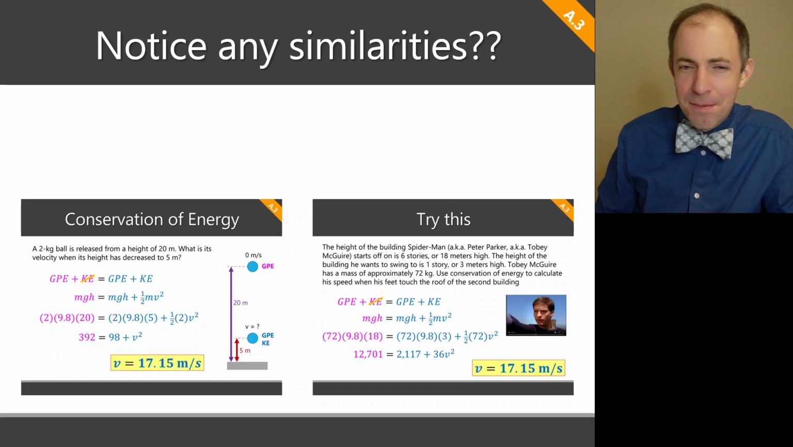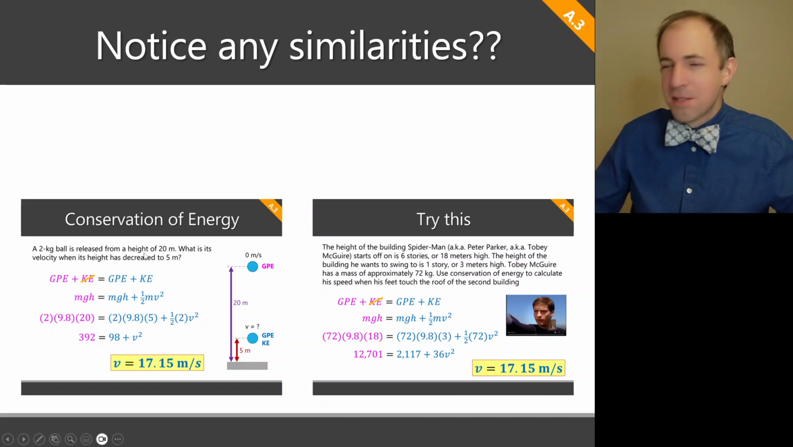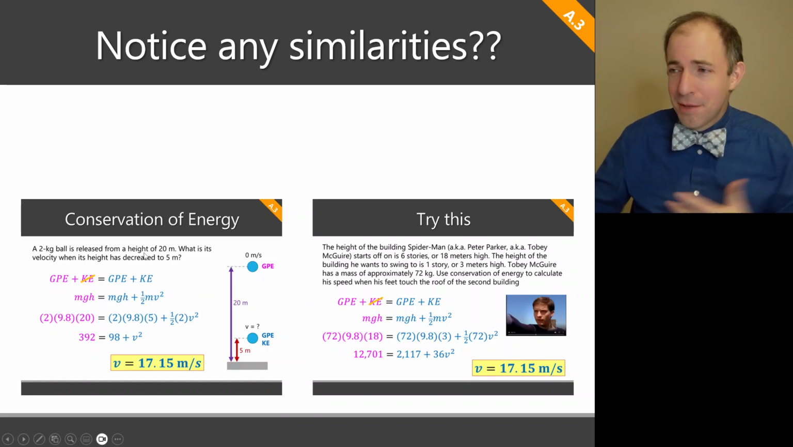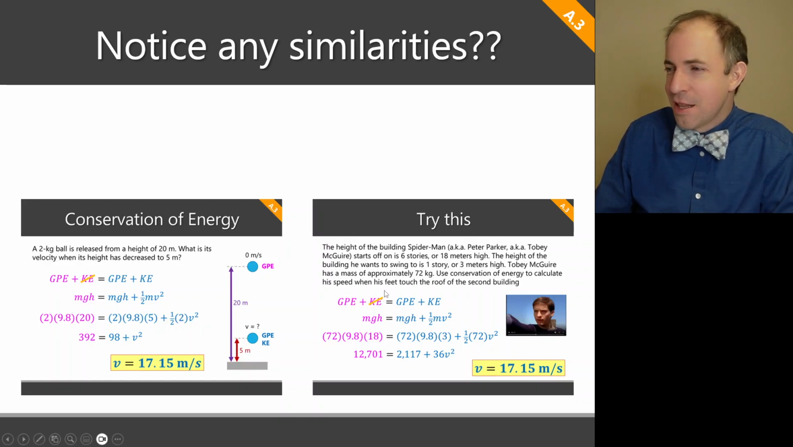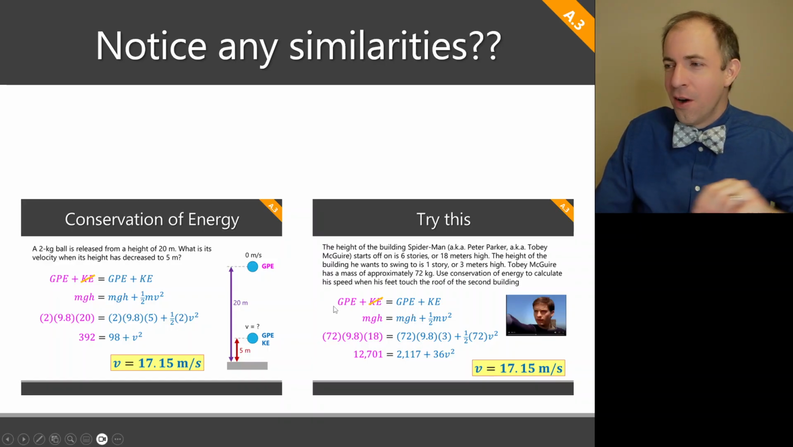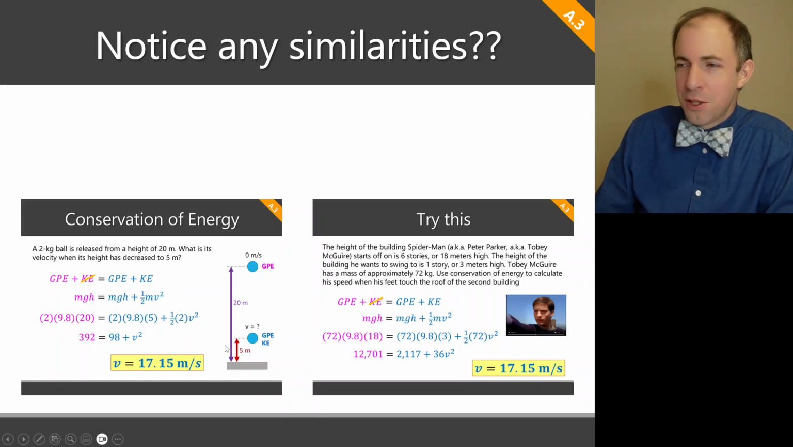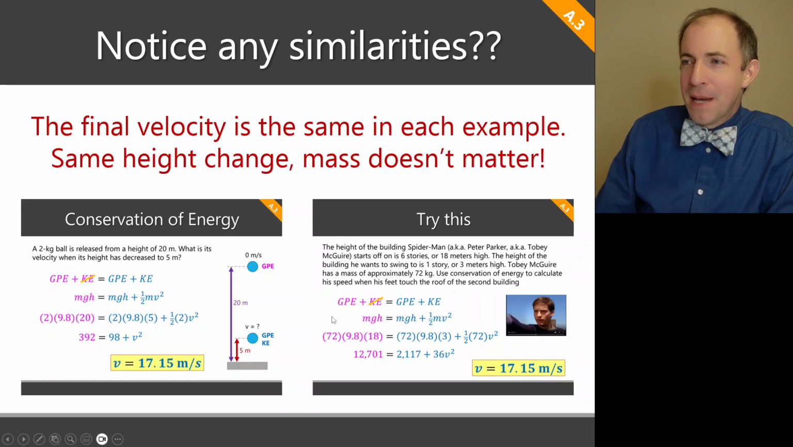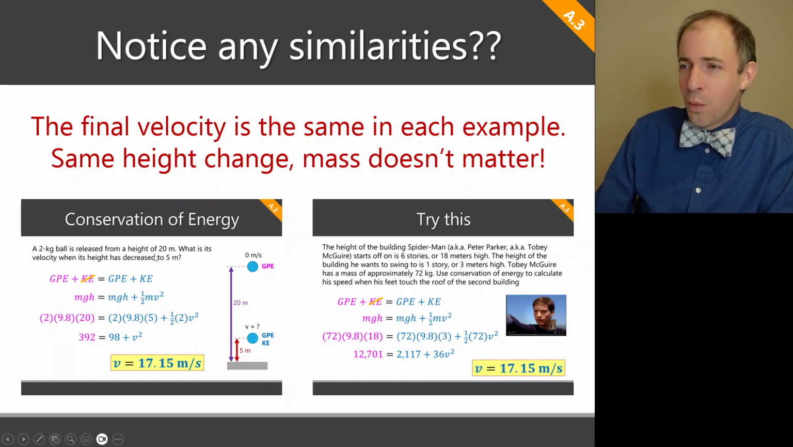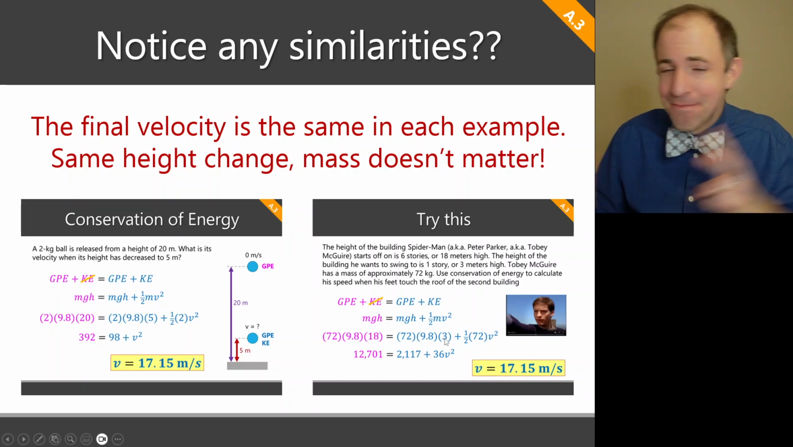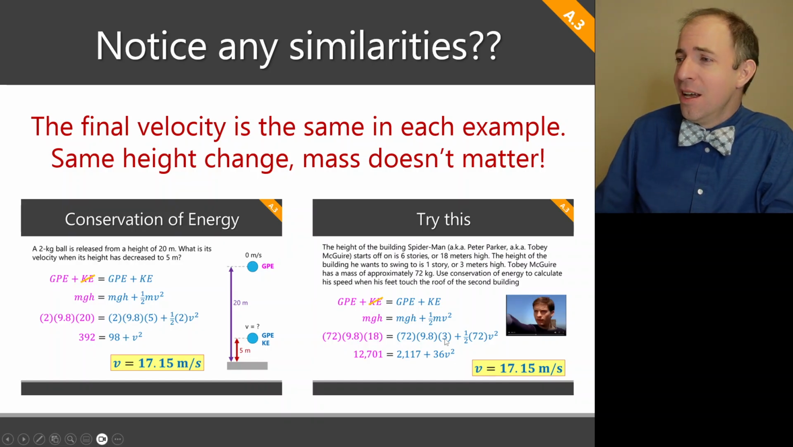Now, there are some things that are similar about these. There are some things like gravity is the same. They're on the same planet. You can also see that there was no initial kinetic energy, so our format of this equation was the same for both of them. But the biggest similarity is the final velocity is the same because they have the same height change. So the same height change, one went from 20 to 5, one went from 18 to 3. That's a change of 15 meters.